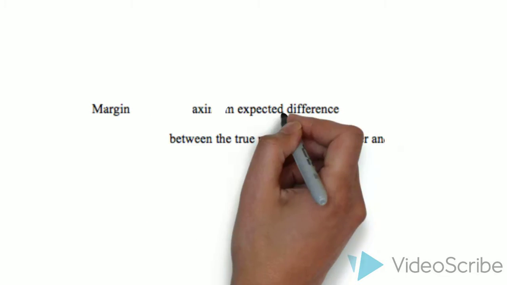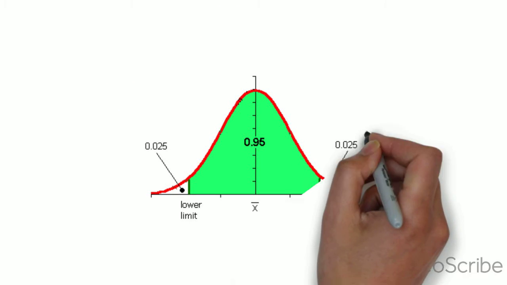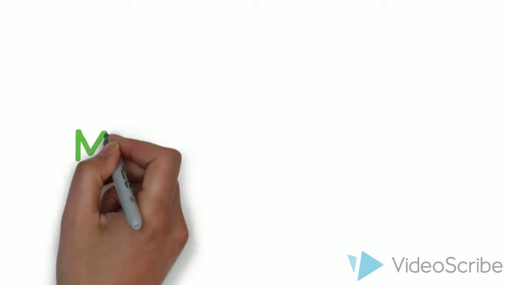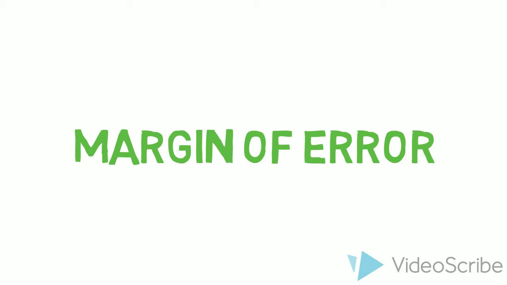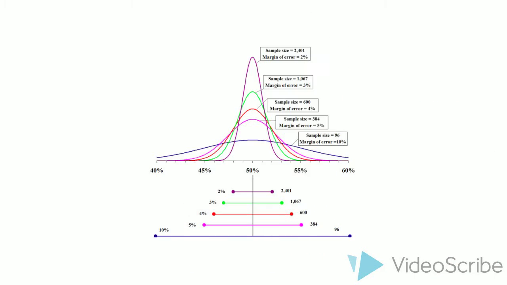The margin of error expresses the maximum expected difference between the true population parameter and a sample estimate of that parameter. To be meaningful, the margin of error should be qualified by a probability statement, often expressed in the form of a confidence level. The likelihood of a result being within the margin of error is itself a probability, commonly 95%, though other values are sometimes used. A precise confidence interval has a small margin of error.